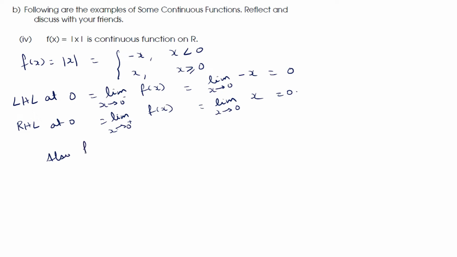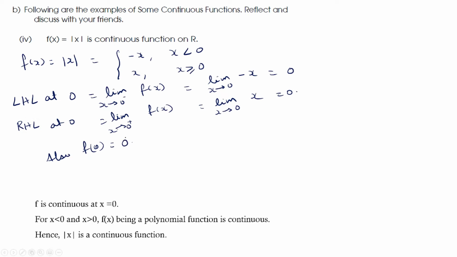Also we have f of 0 equal to 0. Here f of x equals x for x greater than or equal to 0, so f of 0 is also equal to 0. So we have the left hand limit at 0 equal to the right hand limit at 0 equal to f of 0, which is the condition required for a function f to be continuous, which means f is continuous at x equal to 0.